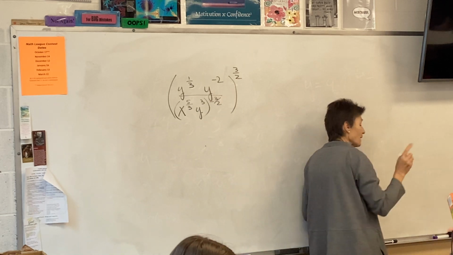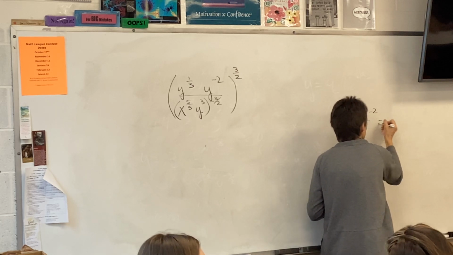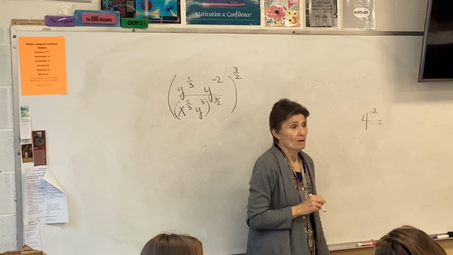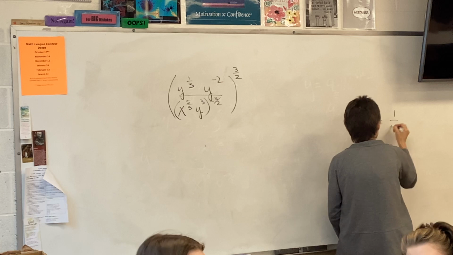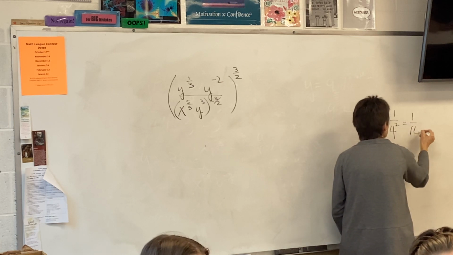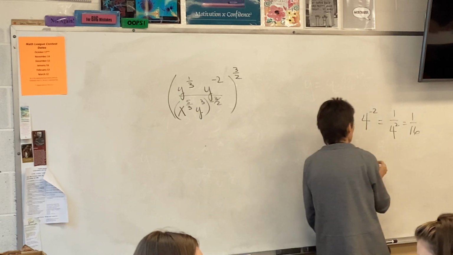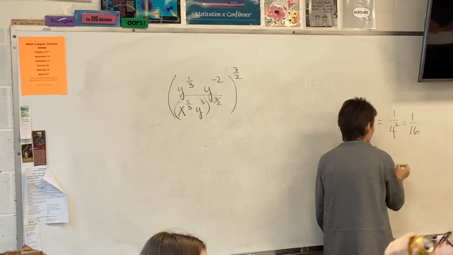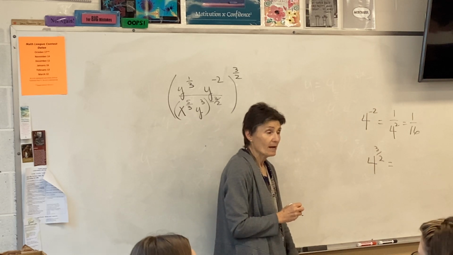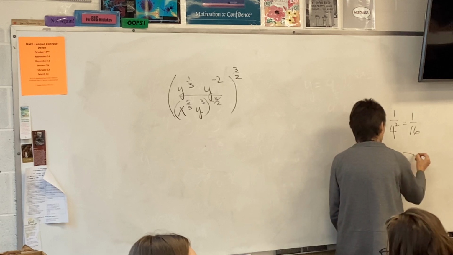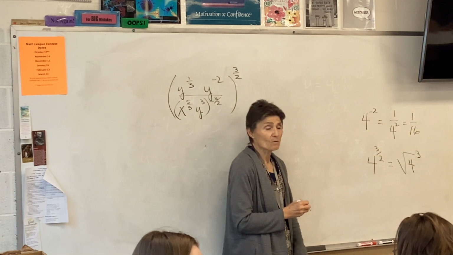First of all, because we're not going to be using a calculator for this kind of stuff, if we have 4 to the negative second, what does that mean? 1 over 8? No, it is not 1 over 8. It's 1 over 16, my apologies guys. 1 over 4 squared, which is 1/16. And then if we have 4 to the 3 halves, we're going to think of that as the square root of 4 cubed. So that would be 8.